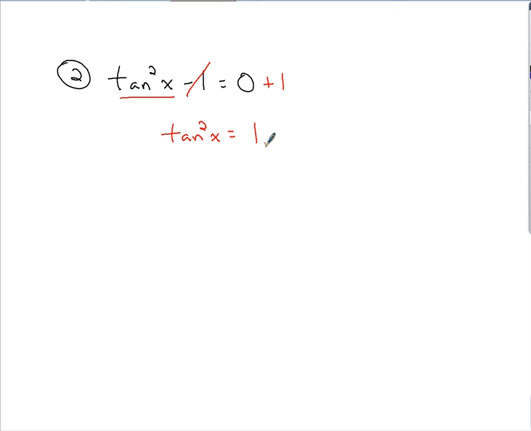Trying to get tangent of x by itself, you're going to take the square root of both sides. Now, as you take the square root of both sides, you've got to remember you're solving here, so plus or minus comes into play. Whoops, squared will cancel. Tangent of x equals plus or minus 1, since that's the square root of 1.